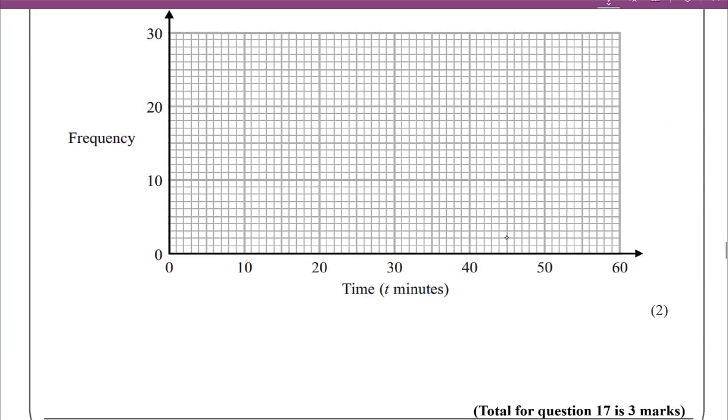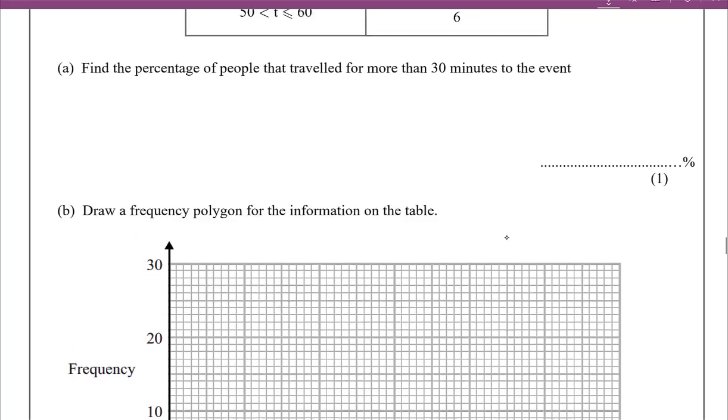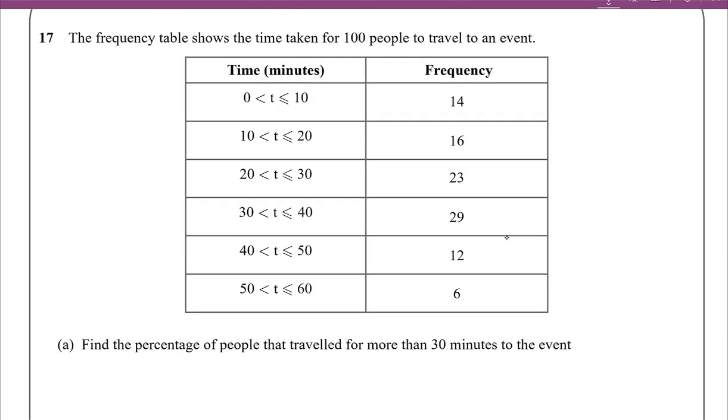Pretty straightforward. Question 19. The frequency table shows the time taken for 100 people to travel to an event. So you've got the class intervals, and the frequency given here. Find the percentage of people who travel for more than 30 minutes to the event. So for more than 30 minutes, we look at the classes above 30 minutes. This is 0 to 10, so this is not more than 30. And then this is 10 to 20, it is not more than 30.